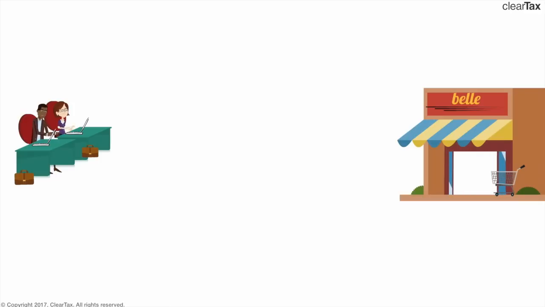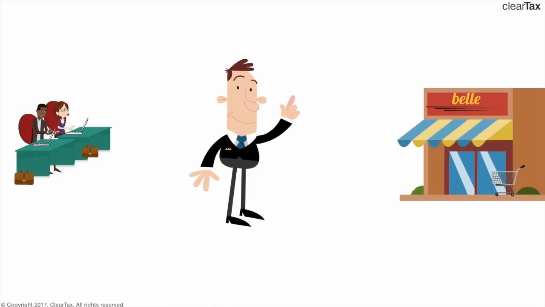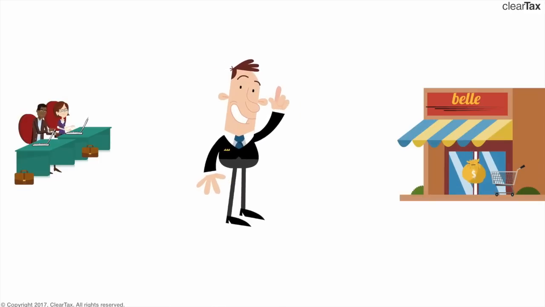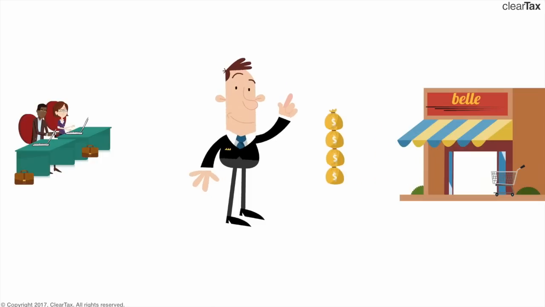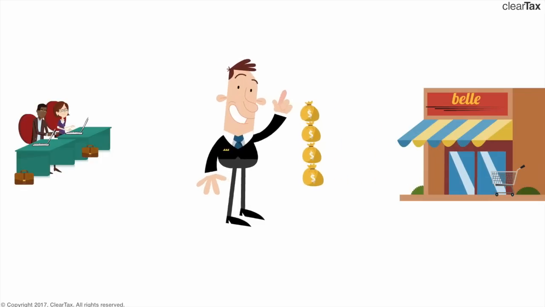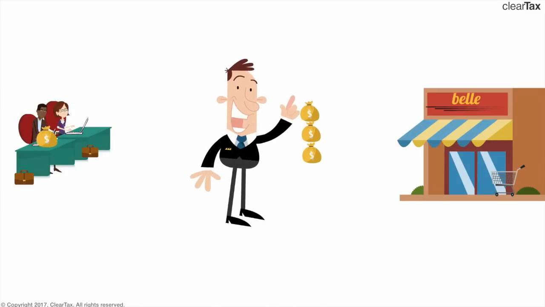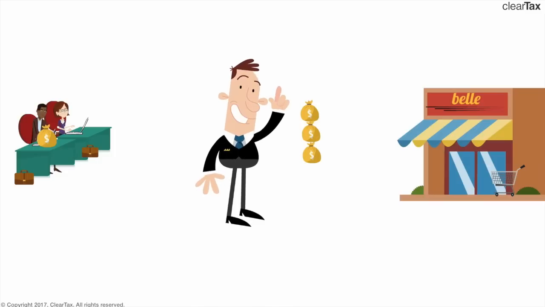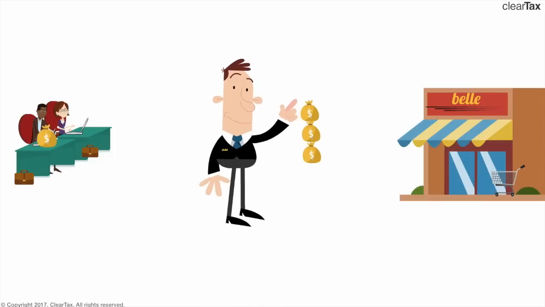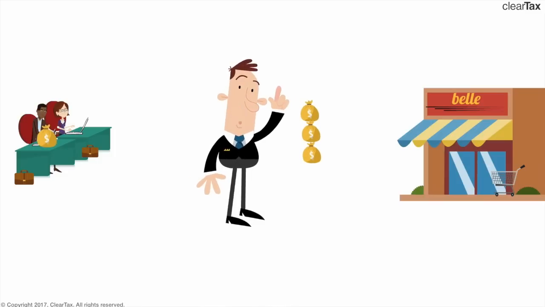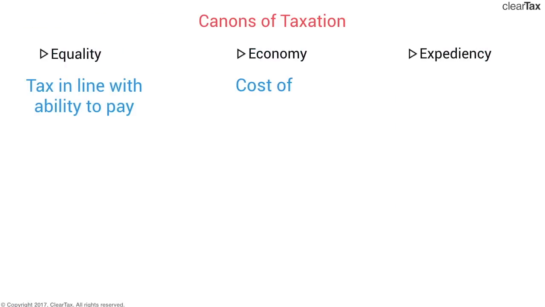An ideal tax system is where the cost of collecting taxes, or maintaining every other function related to taxation, is much lesser than the tax revenue collected. Otherwise, it just doesn't serve any purpose of collecting tax. The logic can be extended to the taxpayer as well. The cost of paying tax should not be higher than what he actually pays. And this is the canon of economy, that the cost of tax should be minimal.